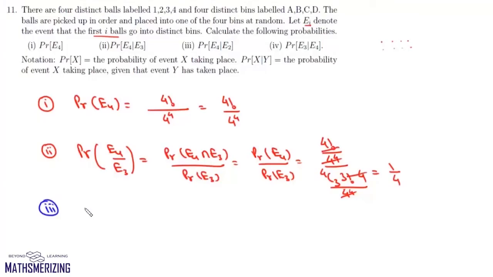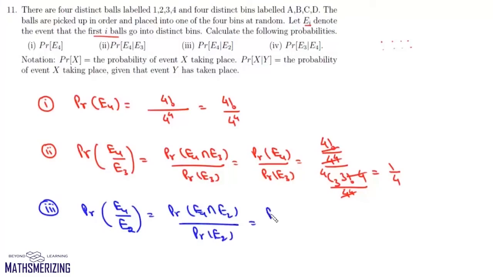Now this third one is probability of E4 upon E2. Now it will be probability of E4 intersection E2 upon probability of E2, which again is probability of E4 upon probability of E2. Now this is factorial 4 upon 4 to the power 4, and probability of E2 is: first 2 balls went into 2 different bins. So it will be 4C2 into factorial 2, and then for the remaining 2 balls it will be 4 square and then 4 to the power 4.